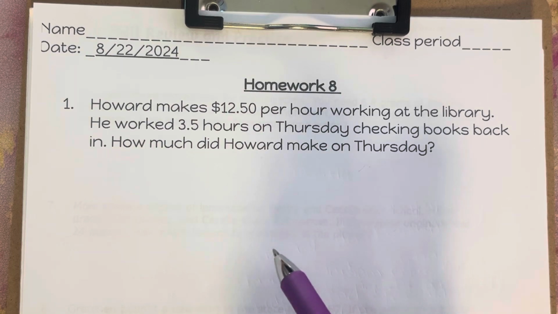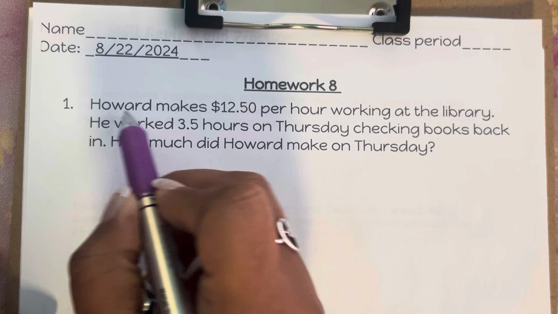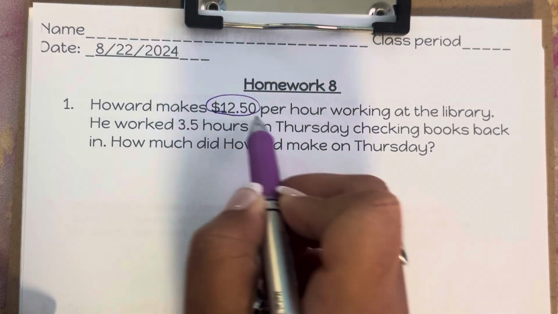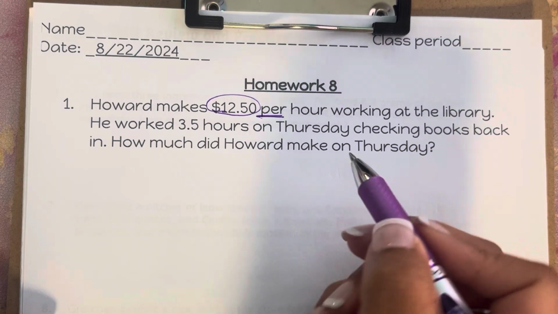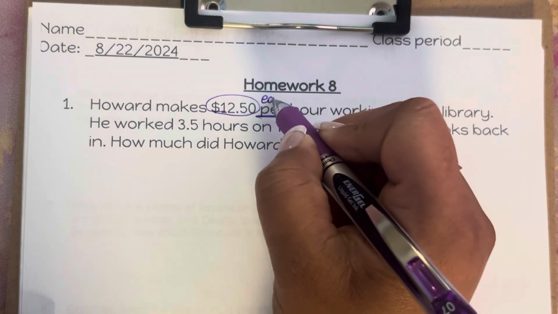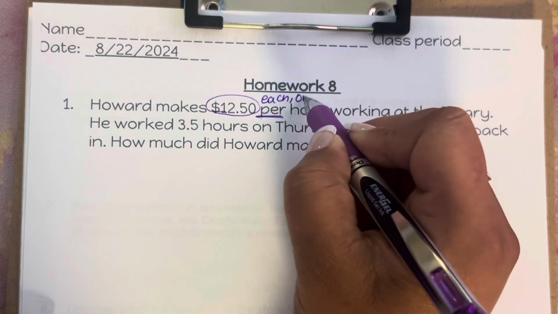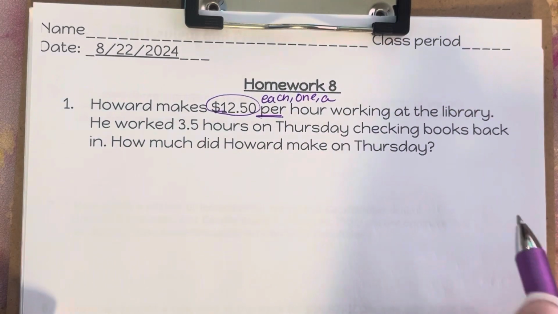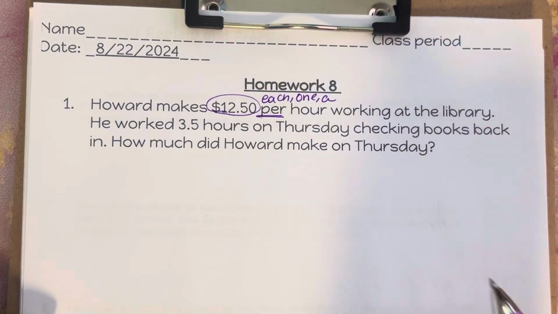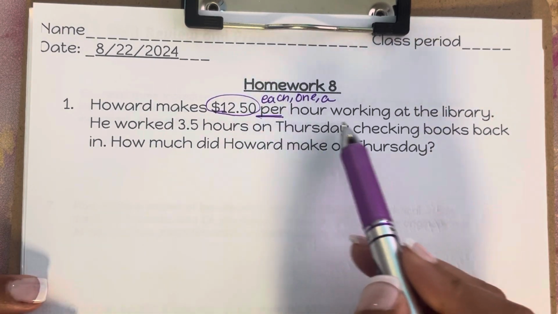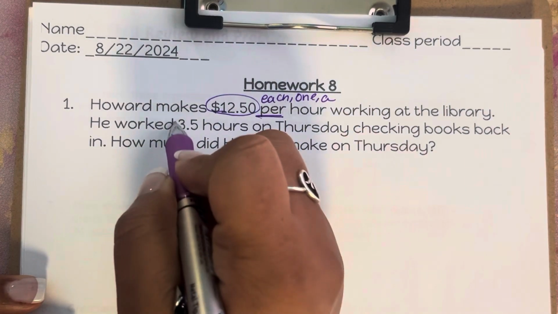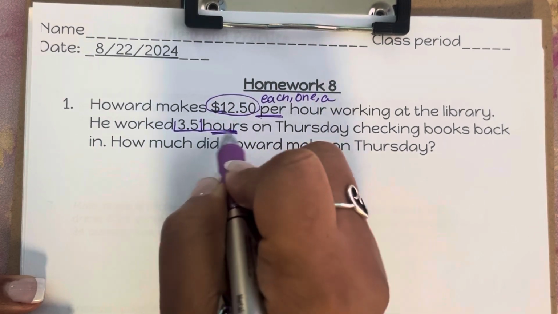Okay, I read it the first time. Now I'm going to read it again for understanding. Howard makes $12.50 per. Remember the words that we connect with the word per? We have each, for one, a, or an hour, 1 hour. $12.50 each hour working at the library. He worked, oh, this is how many hours he works. This looks like groups.